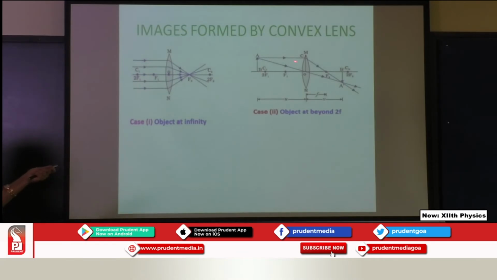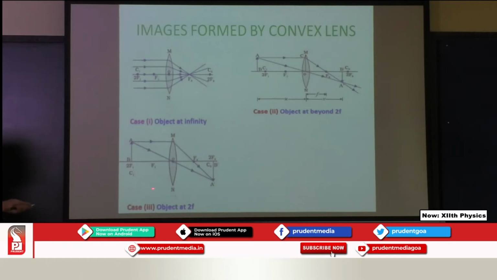Now, here I have chosen two rays. The ray which is parallel to the principal axis goes through the focus. The second ray, a ray which goes through the optical center, goes undeviated, and wherever the two are meeting, I have got the image formation. And you can see clearly over here how the image has been formed. It is a real and inverted image, and it is formed before 2f. So, if you are keeping the object beyond 2f, the image is before 2f.